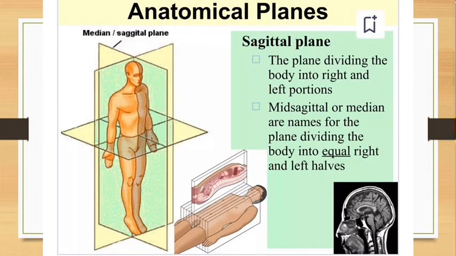Now if the plane goes in such a way that it divides the body directly into two equal halves, which we refer to as the mid sagittal, on MRI this is how it will look. So the plane dividing the body into right and left portions. Mid sagittal or median are names for the plane dividing the body into two equal halves, right and left.